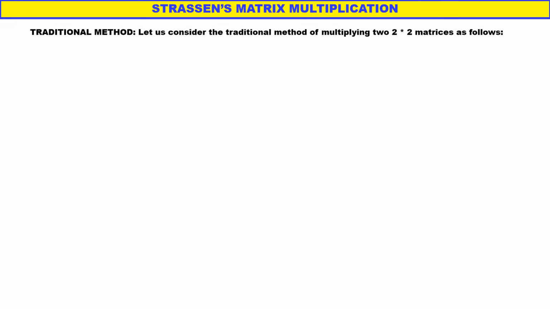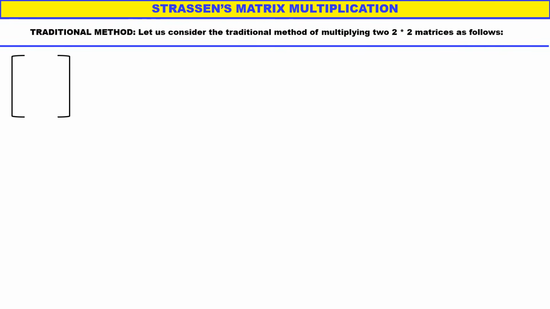Strassen's matrix multiplication. To understand this, we should first understand how we multiply two cross two matrices using the traditional method. Let us consider this matrix A11, A12, A21, A22, and this is another two cross two matrix, that is B11, B12, B21, and B22.